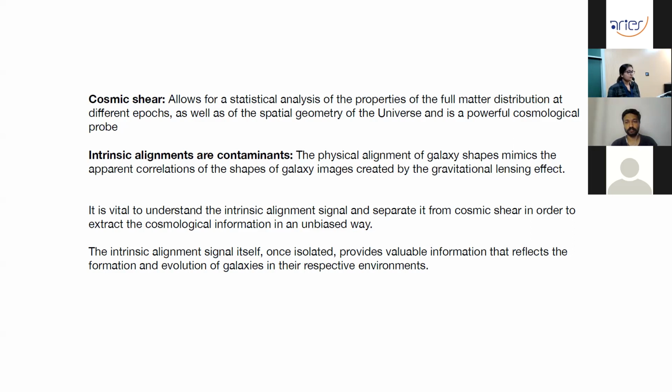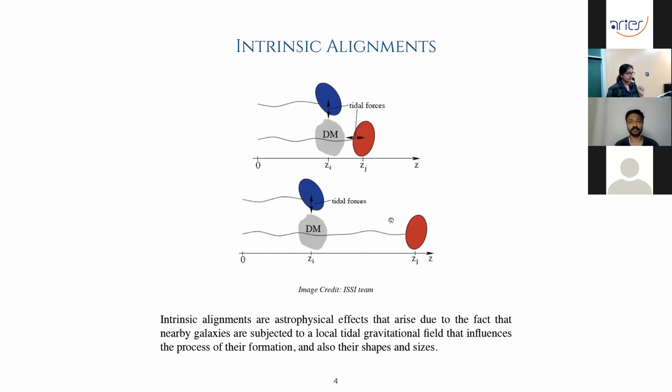So we need to see how strong it is and how it is affecting our measurements so that we can have unbiased information from the cosmological probes. We need to understand the intrinsic alignment signal and be able to separate it from the cosmic shear. And if we can separate it, it's not that it's completely a contaminant. We can also get some information about the respective environments of galaxies from intrinsic alignment signals, because these are local effects, and this is what I'll explain in the next slide.